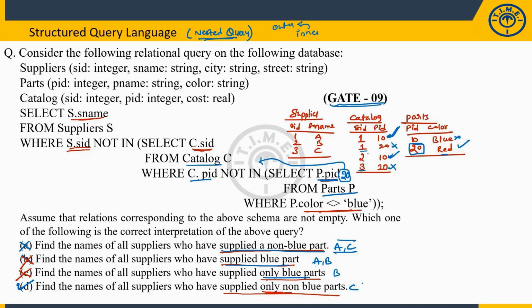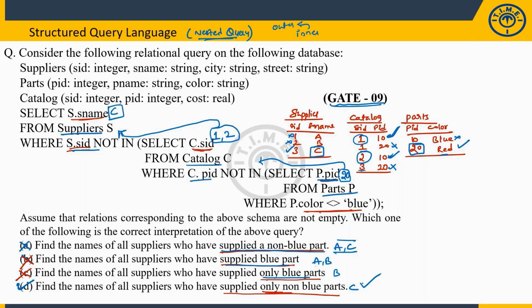So what SIDs are in the output? SIDs 1 and 2 are in the output. And these SIDs 1 and 2 will be given to the outer query. In the outer query, which table is used? Supplier table. What is the condition? SID not in the list. 1 not in the list, wrong. 2 not in the list, wrong. 3 not in the list, correct. What is the name of 3? C. So C is in the final output.